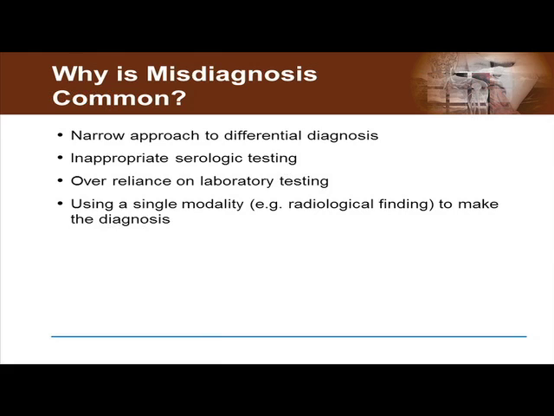And this can happen either because of inappropriate serologic testing or over-reliance on a laboratory test result like a positive ANCA, or using a single modality like a radiologic finding of arterial stenosis to make the diagnosis of vasculitis. So it's most important to go back and look at the whole picture in terms of the clinical picture, laboratory evaluation, imaging, and histopathology when possible to make the diagnosis.